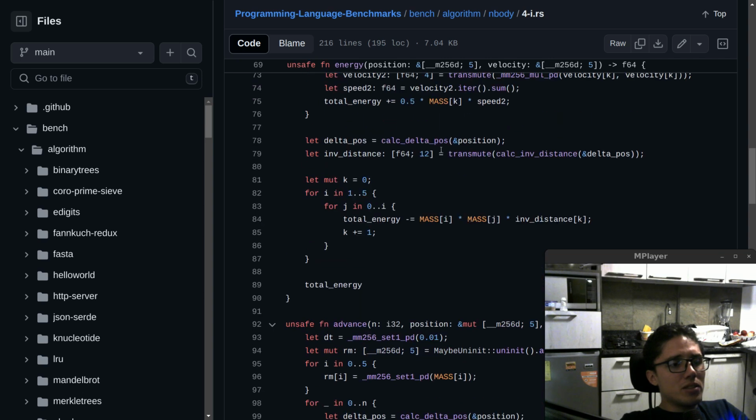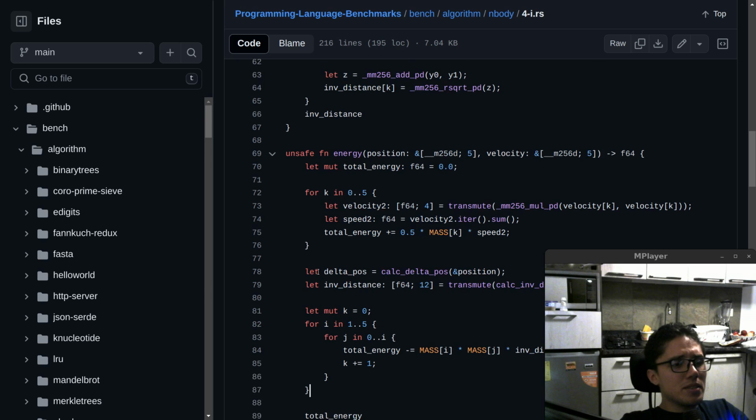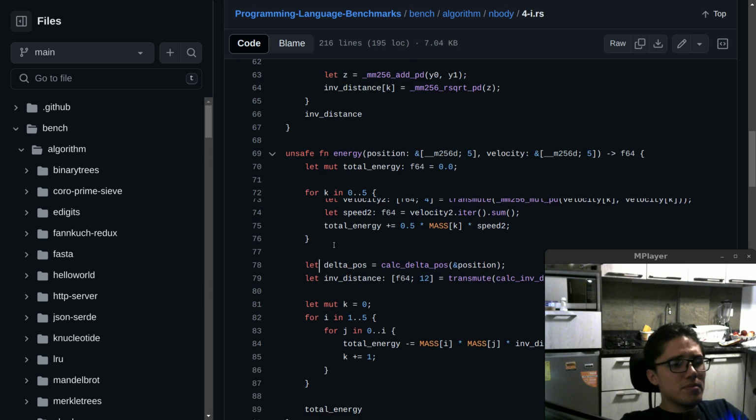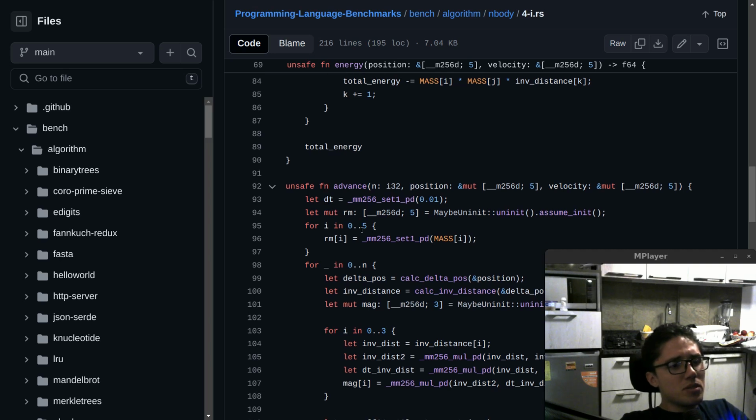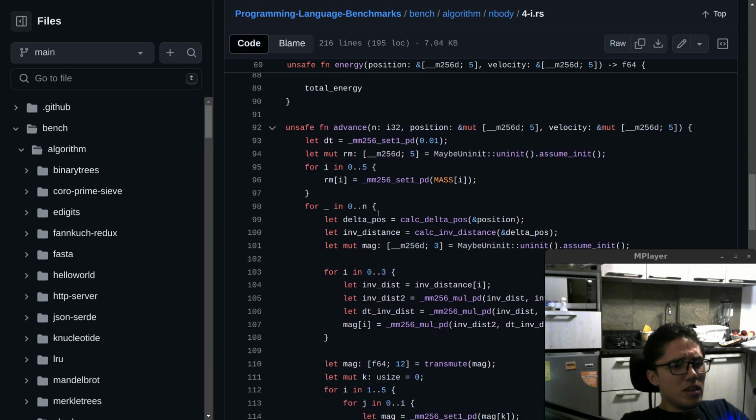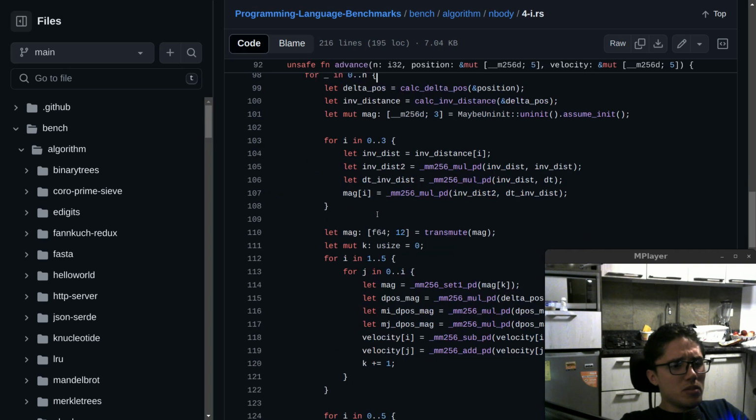Energy, all that. So we have here a loop. Loops are not bad. Not bad. Okay, acceptable. First time actually, I think I'm watching this kind of code in Rust.